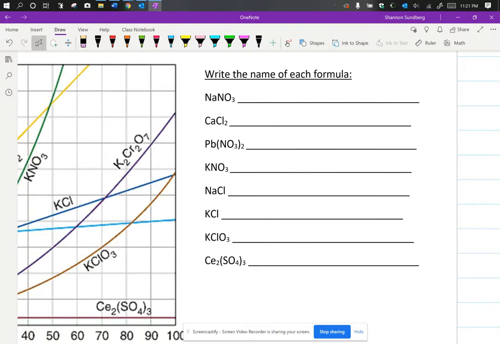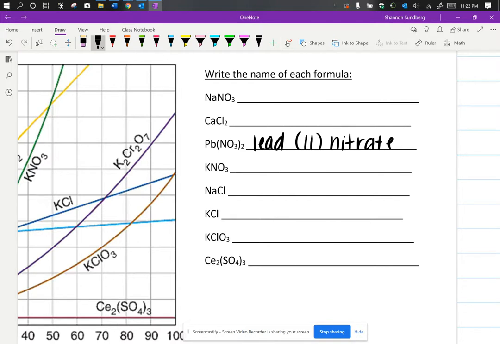The PbNO3, well, Pb is lead and NO3 is nitrate, and it's lead 2 nitrate because of that little subscript after the NO3. So lead 2 nitrate. Next one should be okay.